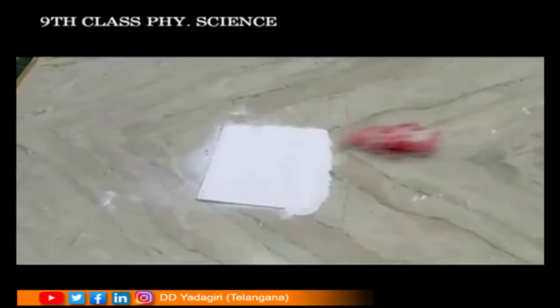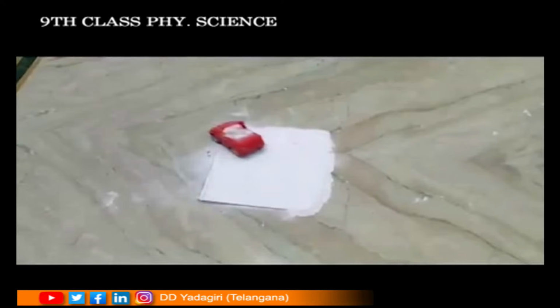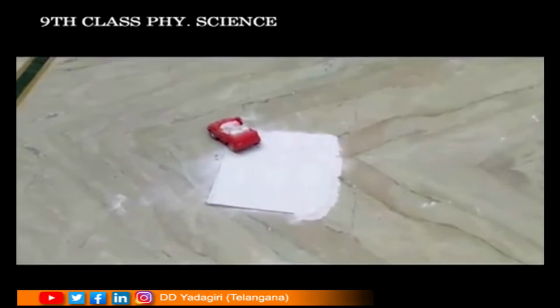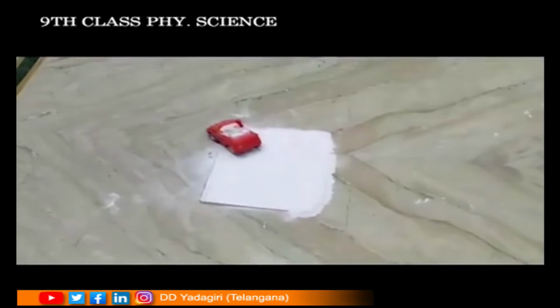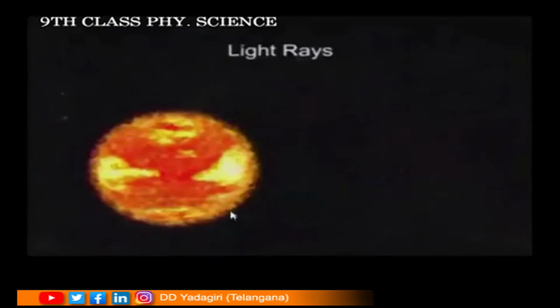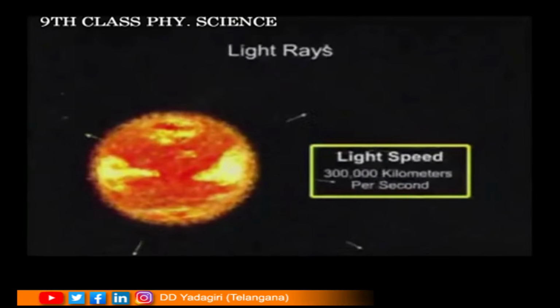When the toy car enters at an angle, what has happened? You have seen that the toy car turns in the white cement media. So, this is exactly what happens in refraction. So, to have a better understanding, let us look at another video. Light in the vacuum is emitted and it is moving at a faster rate in straight lines. The speed of light is around 3 lakh kilometers per second and it moves in straight lines.